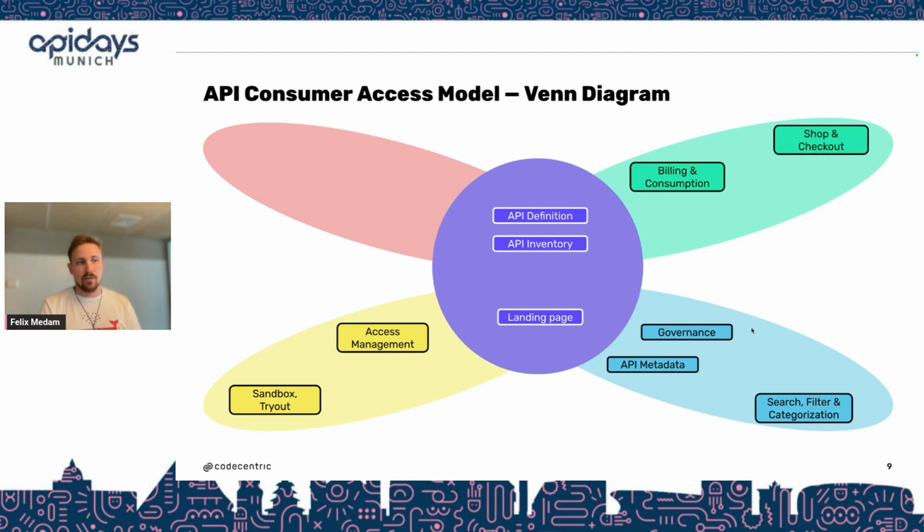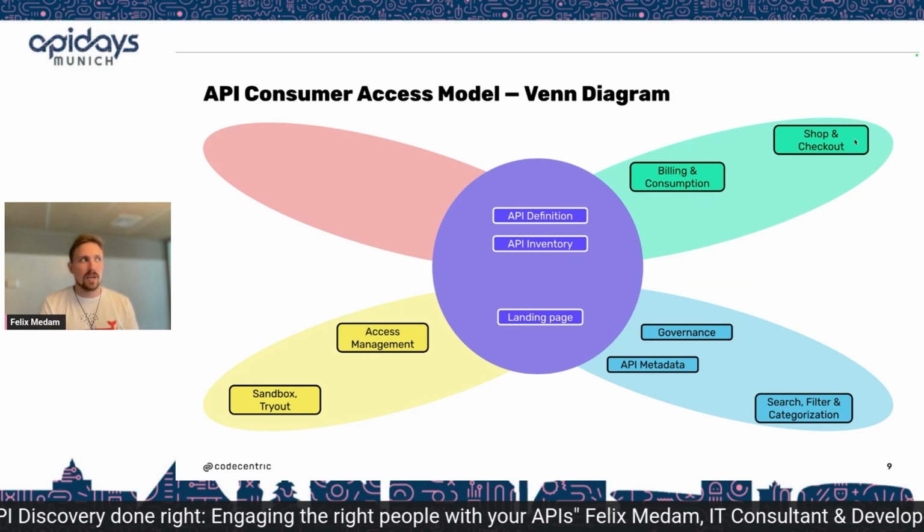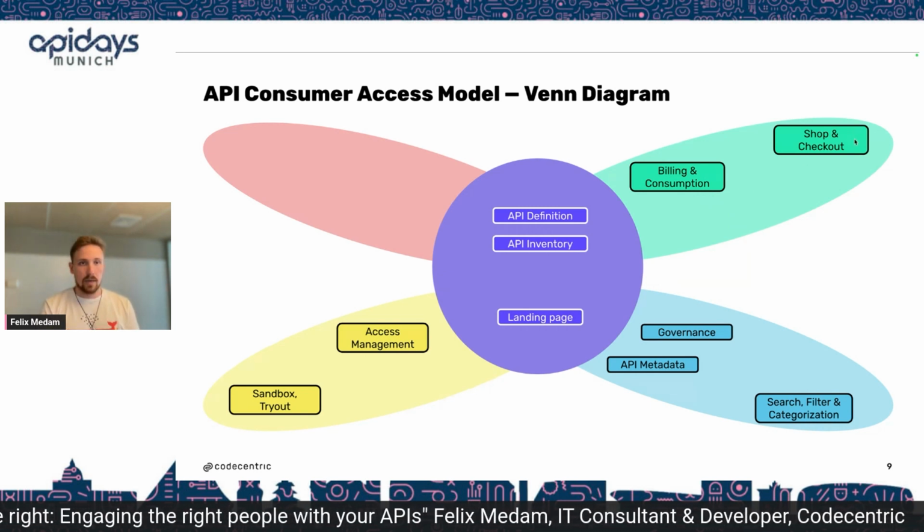On the API catalog side, we have governance features and API metadata, so metadata next to the API definition. And with that, we also have the search and filter feature. On the marketplace, we have features like billing and consumption overviews or shop and checkout capabilities.